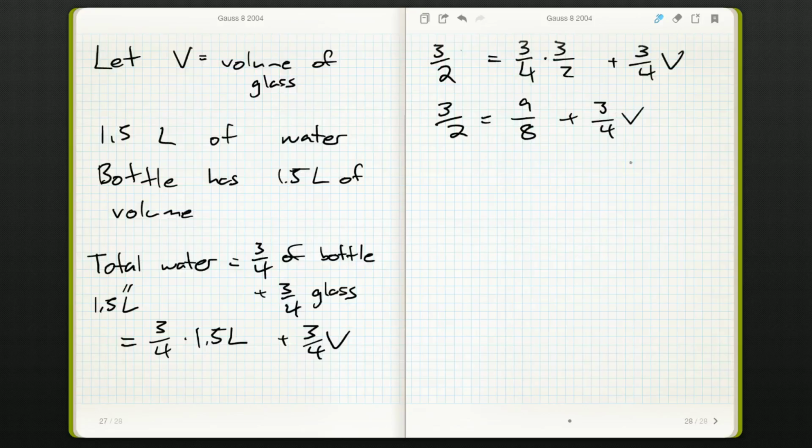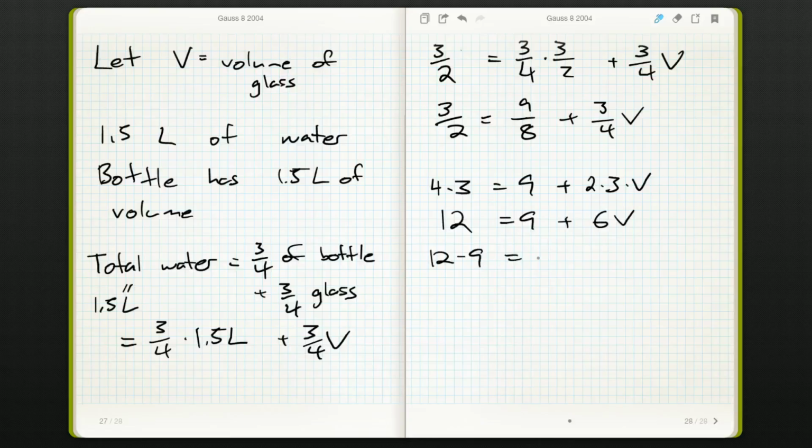We could rearrange this, but I don't like all these fractions, so I'm going to multiply everything by 8. You don't have to. If you're comfortable with fractions, or doing this on your calculator in decimal, feel free to rearrange. So I'll get 4 times 3 over here, I'll get 9 here, and I'll get 2 times 3 times V over here. So that's 12 is 9 plus 6V. 12 minus 9 is 6V. So 3 over 6 is V, and that'll be 1/2 a liter. So 1/2 a liter is the volume of the glass.